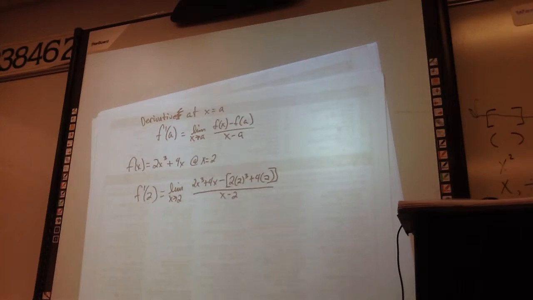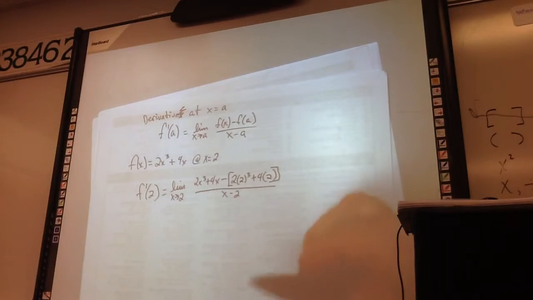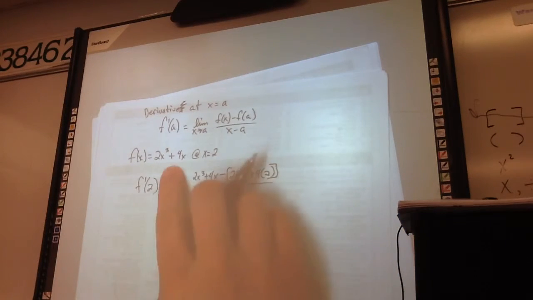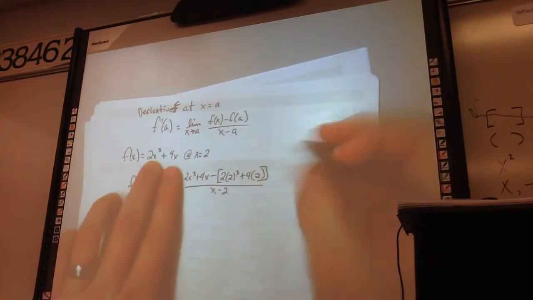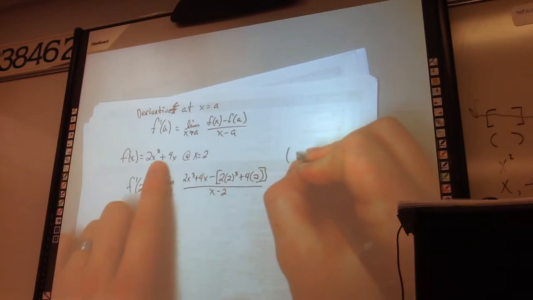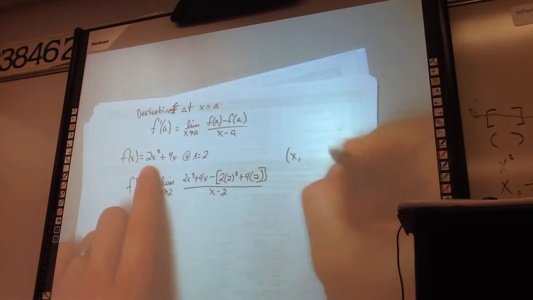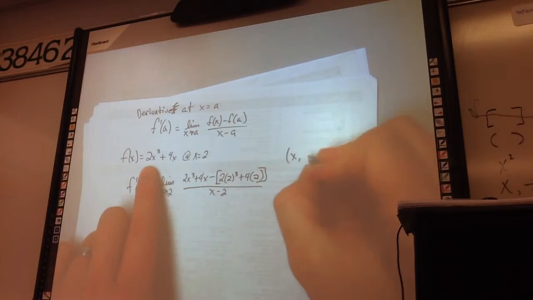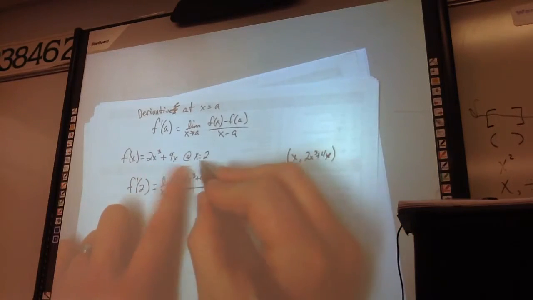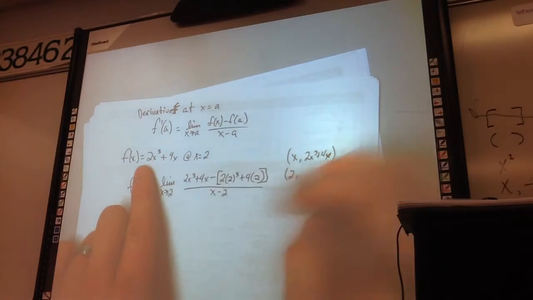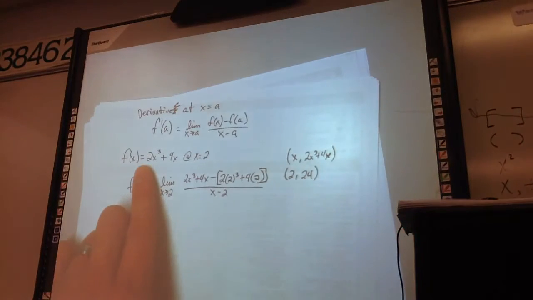Or you could use our old slope way if you don't like this. I don't like memorizing formulas. Remember how we used to do it? We would just say change in y over change in x. In this case, your 2 points: one of them is x, comma, 2x to the third plus 4x. Your other point is 2, comma, plug it in: 2 to the third is 8, 16 plus 8 is 24. Those are your 2 points.